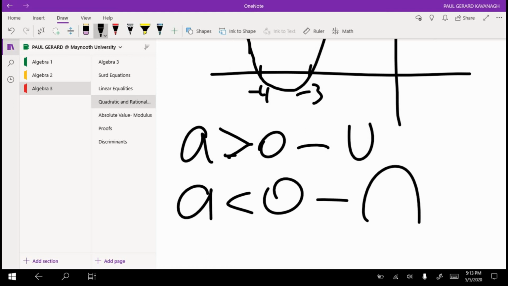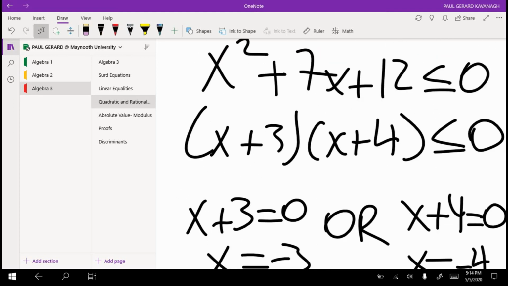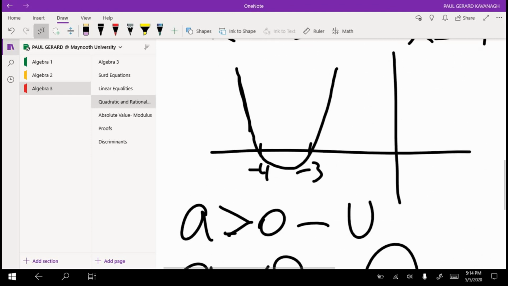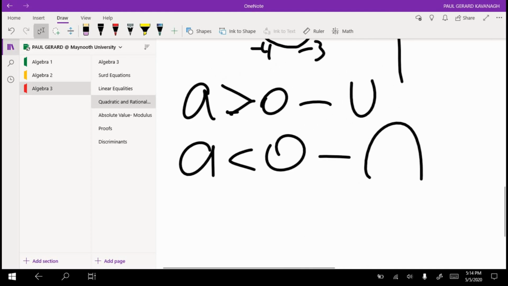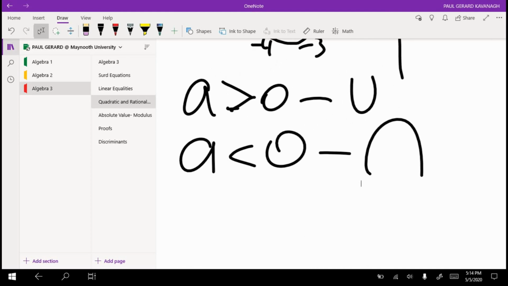Now, I know it says here that it's less than or equal to 0, but in this case, what it means is that the coefficient in front of the x squared is positive. This A that I showed you here is actually the coefficient in front of the ax squared. Anyways, let's move on to the rational inequalities.